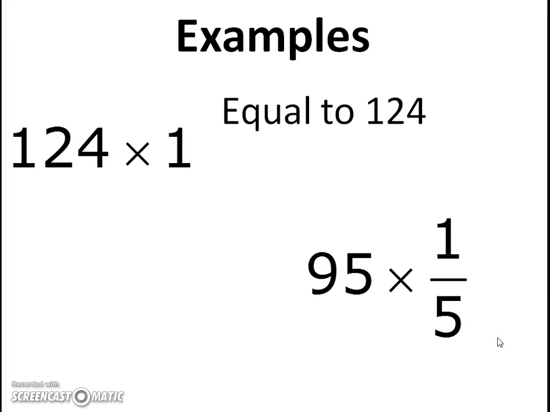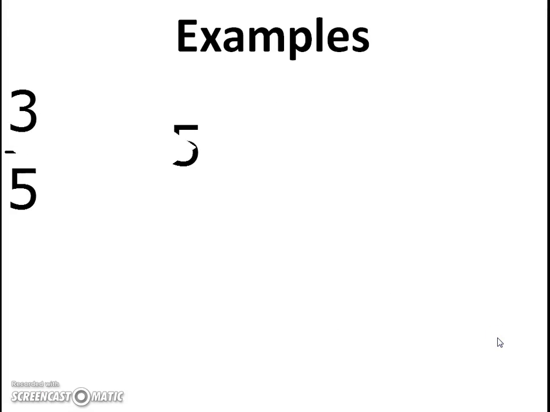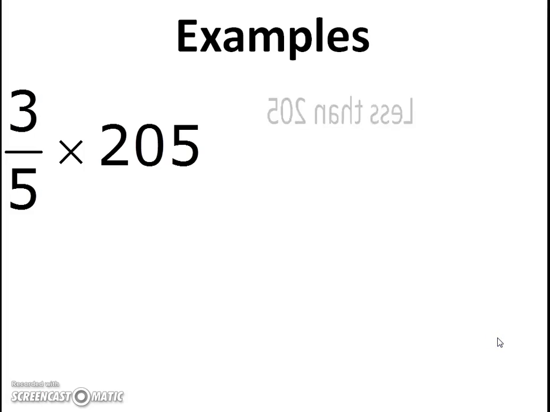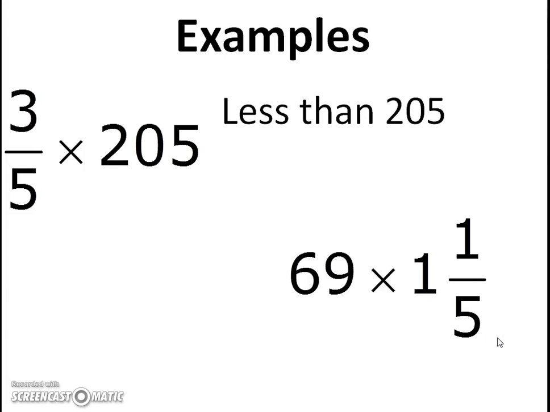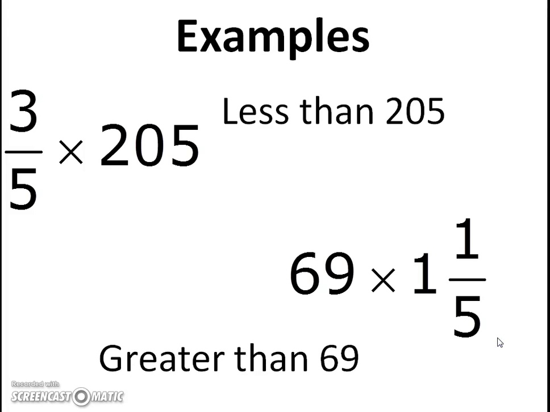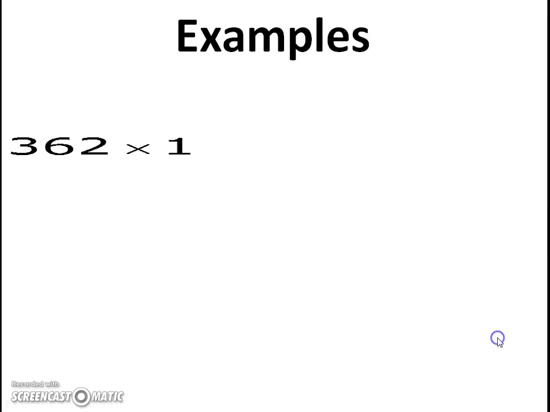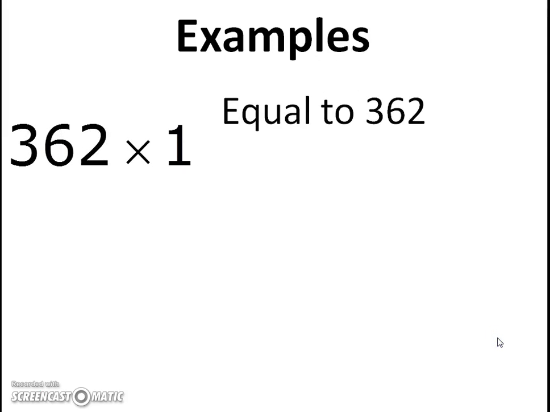95 times 1/5 is less than 95 because 1/5 is a proper fraction that is less than 1. 3/5 times 205 is less than 205 because 3/5 is a proper fraction that is less than 1. 69 times 1 1/5 is greater than 69 because 1 1/5 is a mixed number that is greater than 1. 362 times 1 is equal to 362 because you're multiplying by a factor of 1.